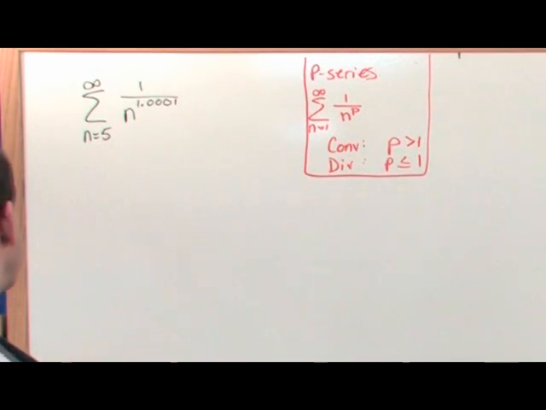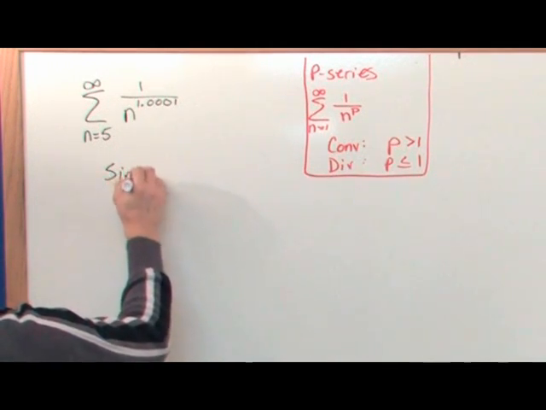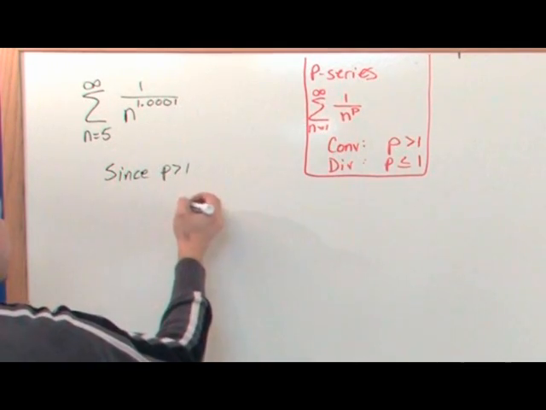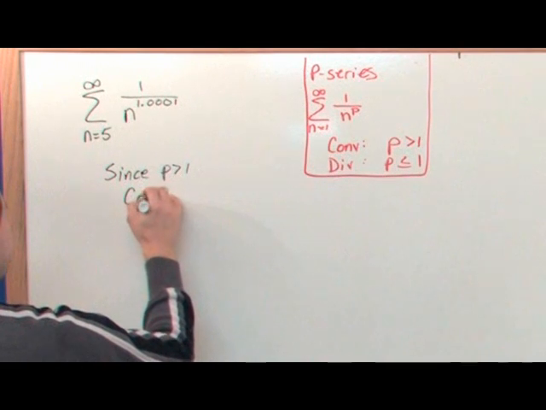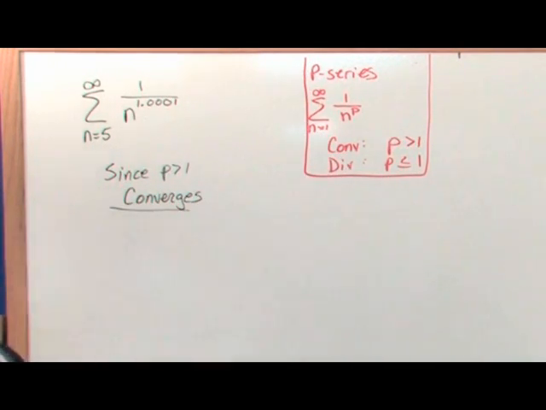So you can rationalize it that way, and then you could say that since p is greater than 1, and this is a p-series, then it converges. The series converges, okay? All right, let's go on and do the next problem.